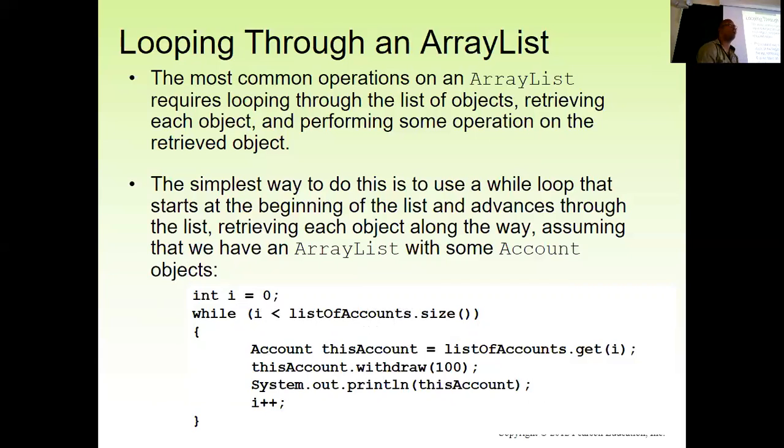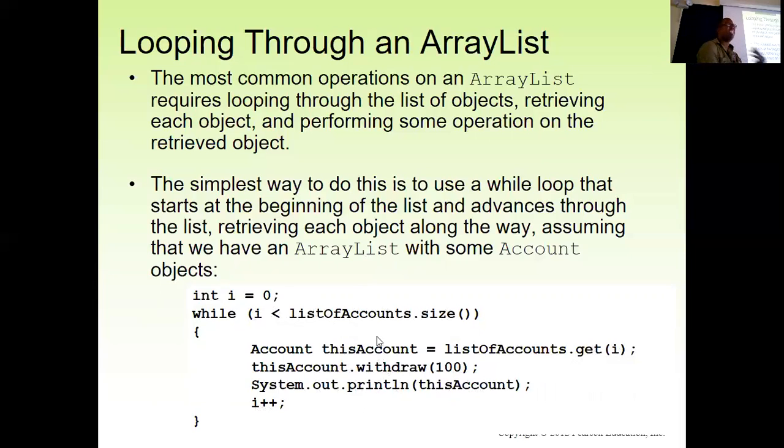And that will save us from having an exception, which we'll talk about a little later: no such index. So in this case, we are saying as long as i is less than the size of list of accounts, being the array list, we get the item at i. We get the item at i, and i is incremented each time, from the list of accounts, and we put it into this account. Then we withdraw 100, print out the value of this account, and then we increment i.